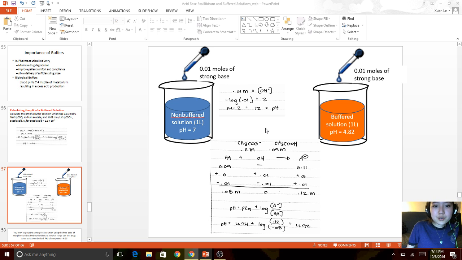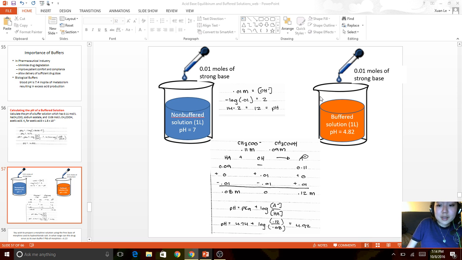Okay, so for this problem, for the non-buffered solution at a pH of 7, if we added 0.01 moles of strong base, the solution is going to have a hydroxide concentration of 0.01, and so taking the negative log of that, we're going to get 2, and then to get the pH, we're going to get 12. So basically, adding just 0.01 moles of strong base to a non-buffered solution is going to cause the pH to jump from 7 all the way to 12.